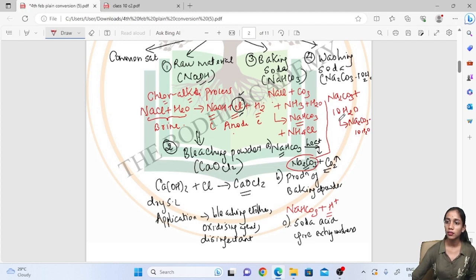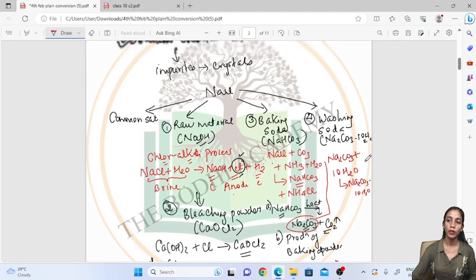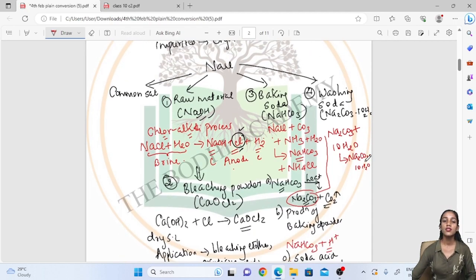And the last compound that we have studied is washing soda, which is sodium carbonate.10H2O. It contains 10 molecules of water of crystallization. This is produced by the action of sodium carbonate, which is produced by the heating of sodium hydrogen carbonate, with 10 molecules of water, and you get sodium carbonate.10H2O, which is commonly called washing soda. So this is all we need to know about the compounds formed from salt.